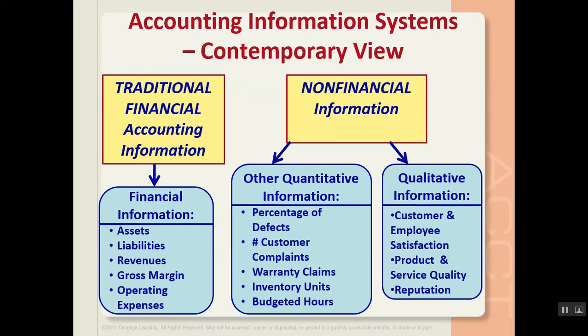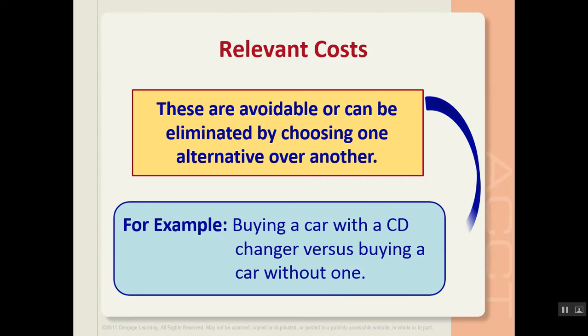This is what we're going to learn about within the next 8 weeks: how to accumulate this managerial information and then use that information in order to make decisions within an organization. A key concept here is relevant costs. In order to make an appropriate decision, we need to focus on the relevant costs. These are costs that can be avoided by choosing option A versus option B.